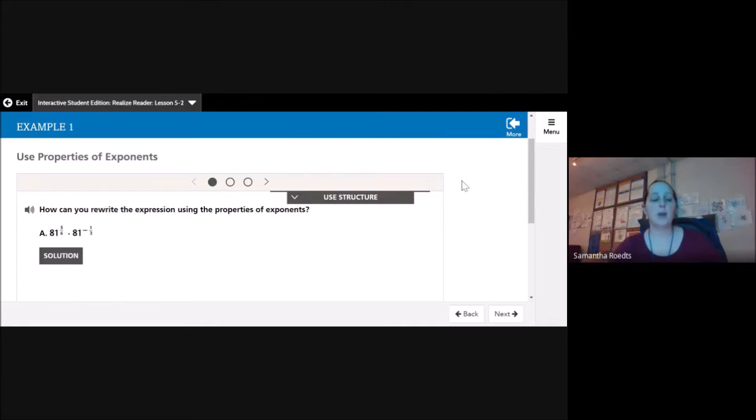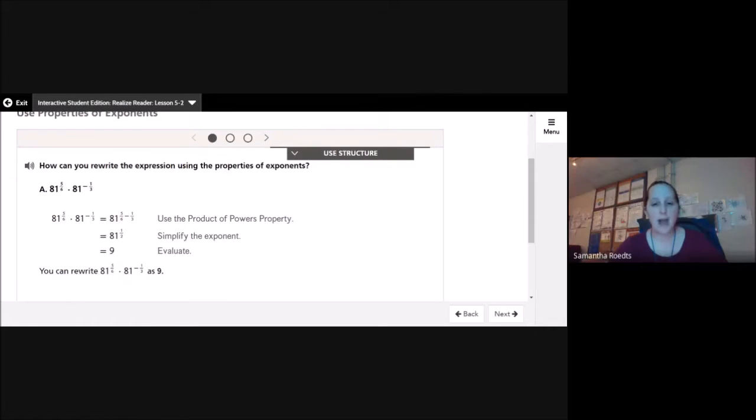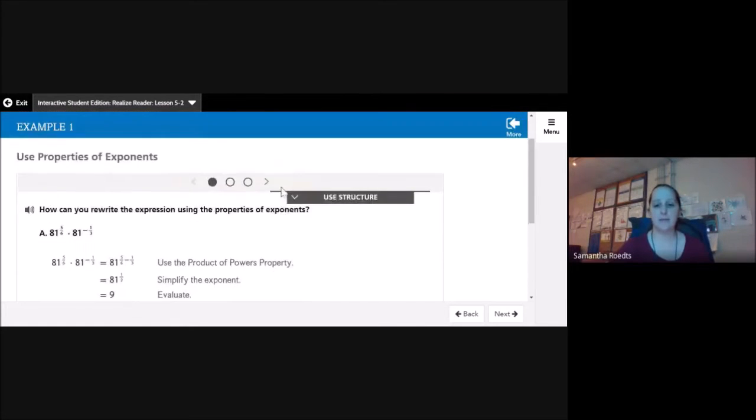All right, example 1, use properties of exponents. So how can you rewrite the expression using the properties of exponents? 81^(5/6) times 81^(-1/3). So I'm using the product of powers property, so I'm going to add these two exponents together since they have the same base. 5/6 plus a negative 1/3 is really 5/6 minus 1/3, which I can rewrite as 1/2. So 81^(1/2) is like the square root of 81, which is 9. So you can rewrite 81^(5/6) times 81^(-1/3) as 9.